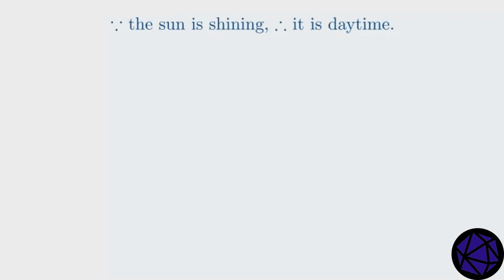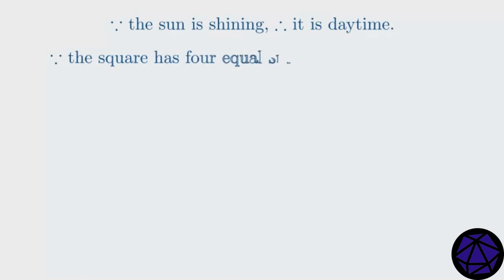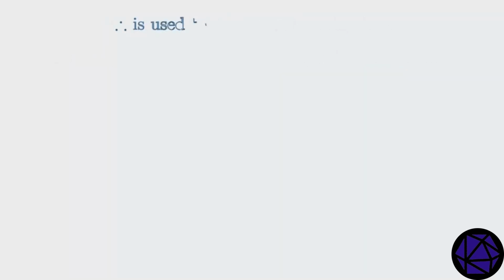Let's combine it with our because symbol. We can say, hobane the sun is shining, kahoo it is daytime. The conclusion that it's daytime follows from the fact that the sun is shining. Or, gobane the square has 4 equal sides, ka fao it is a rhombus. The conclusion that it's a rhombus follows from the fact that it has 4 equal sides. So, kahoo, ka fao, or ngakho, is used to introduce a conclusion.